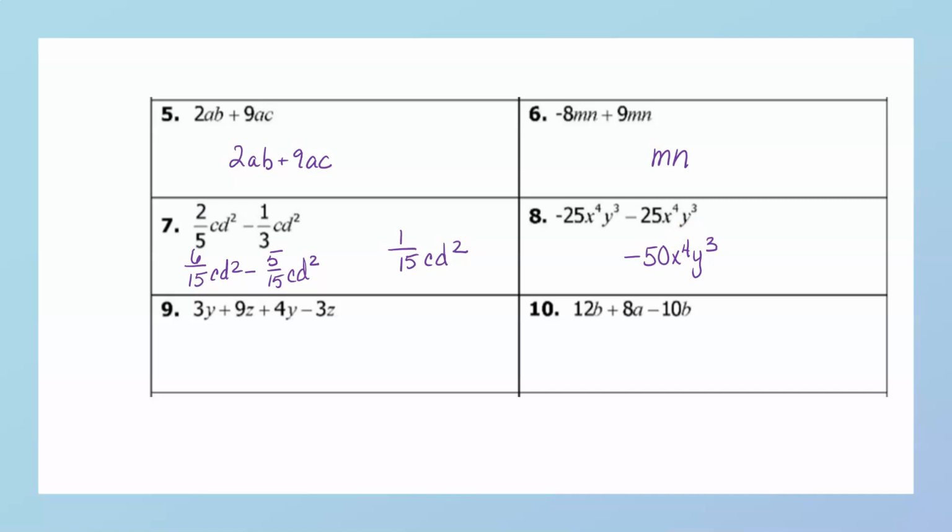All right, so now number 9, let's find what's like. So we can combine 3y and 4y. 3y and 4y is 7y. And we can combine 9z and negative 3z, which will give us 6z. 10, 12b plus 8a minus 10b. The only things that we can squeeze together here are 12b minus 10b, which gives me 2b plus 8a.